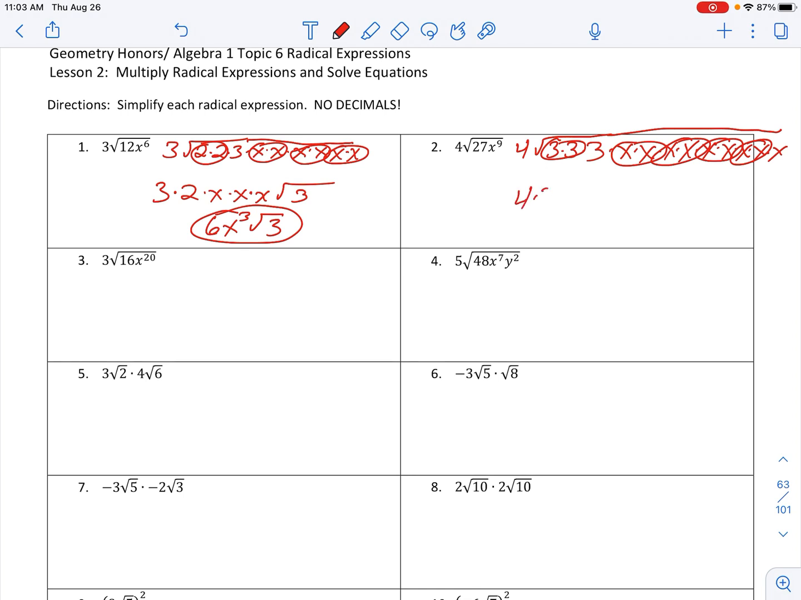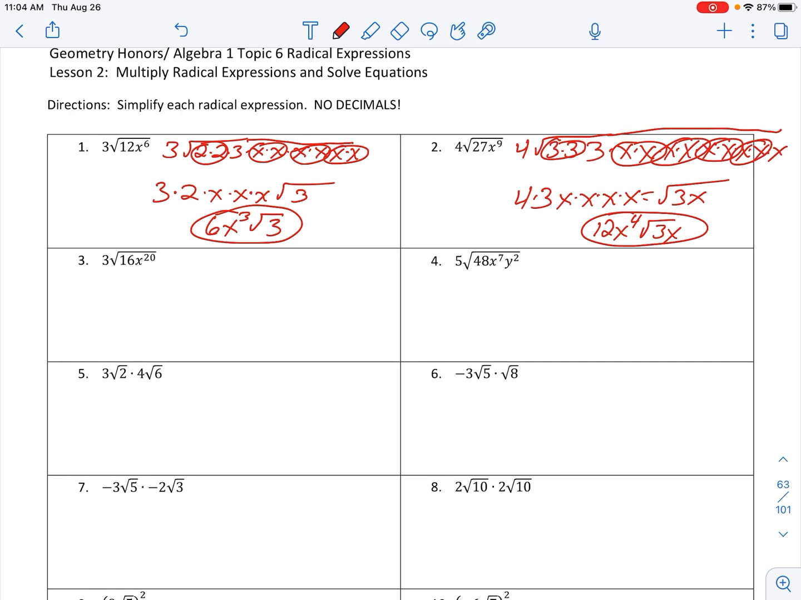So I get a 4. I bring out a 3, and then I'm bringing out for each pair of x's 1. X 4 times. And then I have a 3 left over, and then I have a single x. Anytime, again, it's odd, I'm going to have 1 x left over. Okay? Number 3, we'll go the same way.